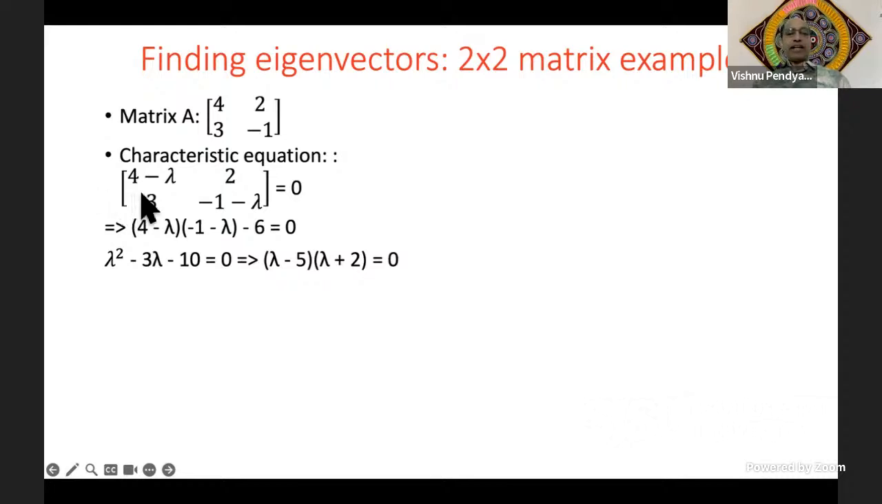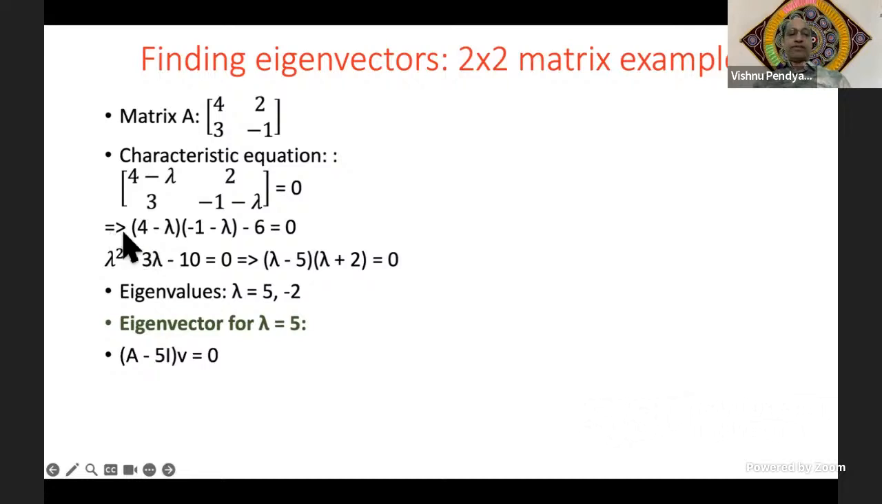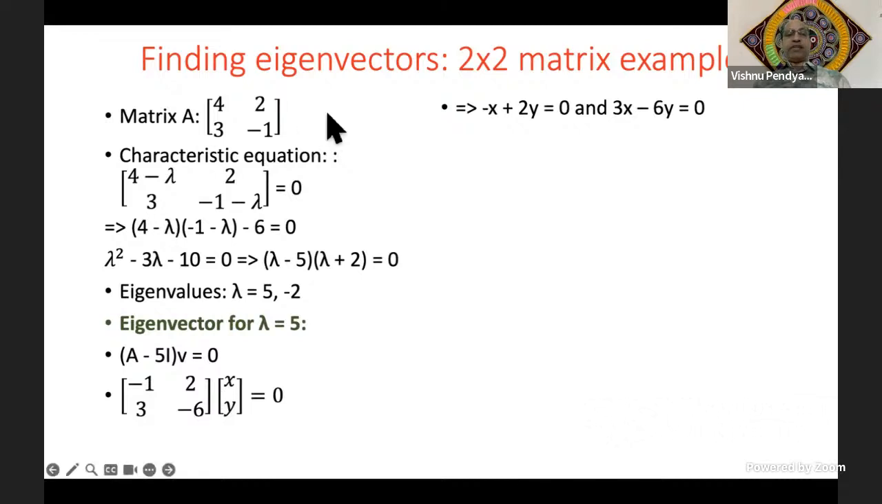So that results in a quadratic equation. You can find the roots of a quadratic equation using 2 methods. One is factorization, the other is using the formula minus b plus or minus the square root of the discriminant and all that stuff. So you can go that route, or you can do a factorization. For simplicity, I use factorization to get the eigenvalues as 5 and minus 2. Now, how do you compute the eigenvector for lambda equal to 5? You substitute the value of lambda in the characteristic equation. You get this, and when you multiply the matrix with the vector, you get these two equations.